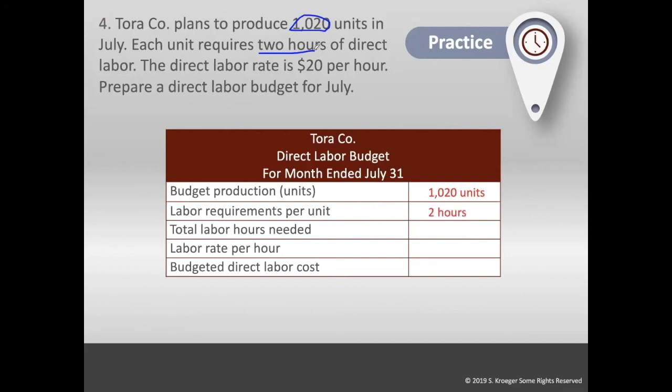We multiply these to find out the total hours needed. To make 1,020 units, it will take 2,040 hours. We need to pay our employees for 2,040 hours in order to make these units. What's the direct labor rate per hour?